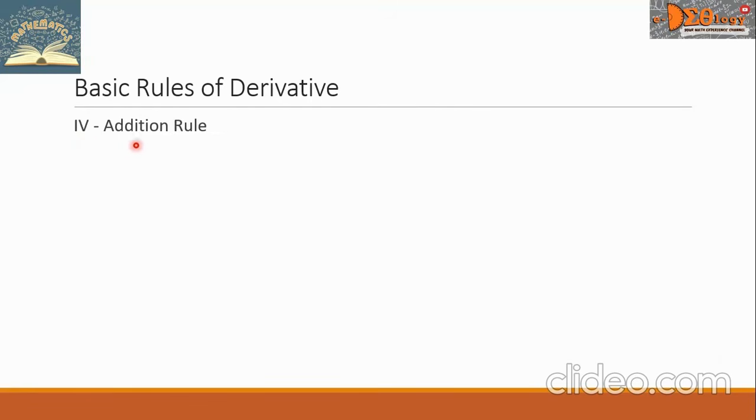Rule number 4 is about addition rule. So we have d over dx of the two functions f plus g. So we have here the derivative of f plus the derivative of g.